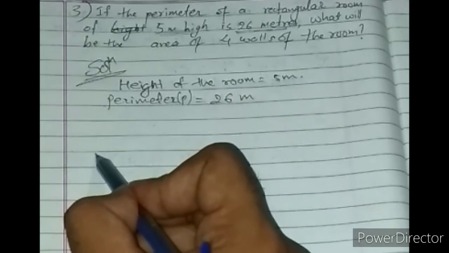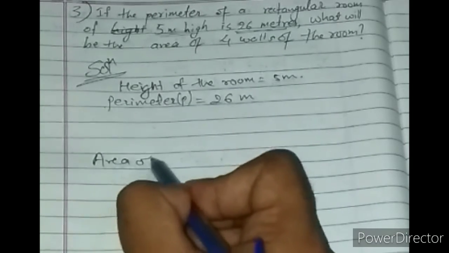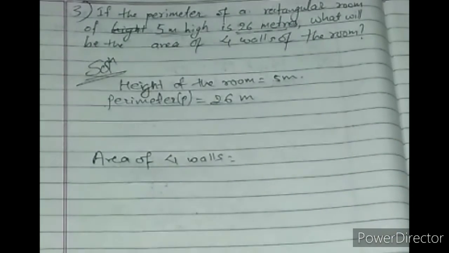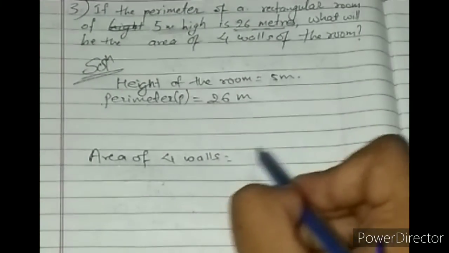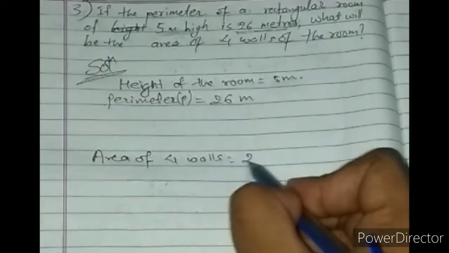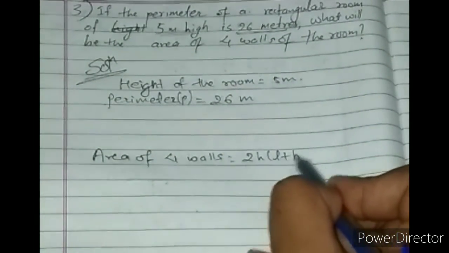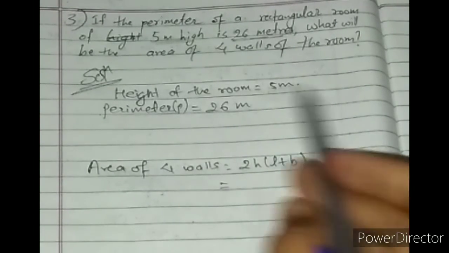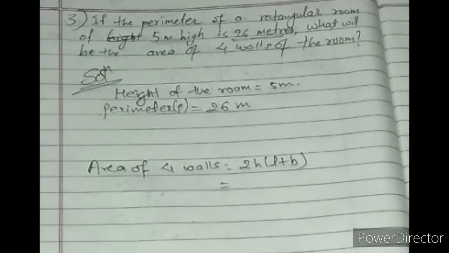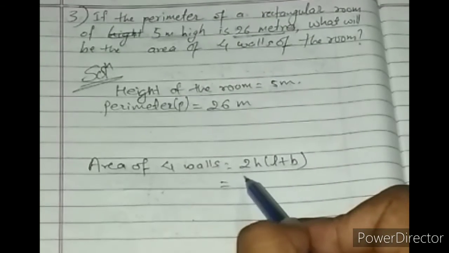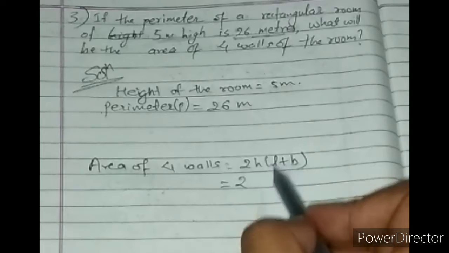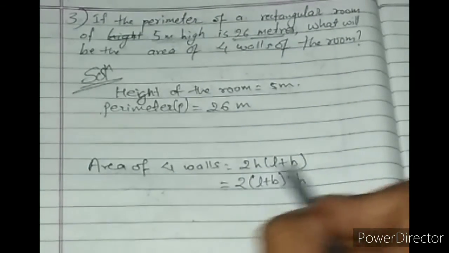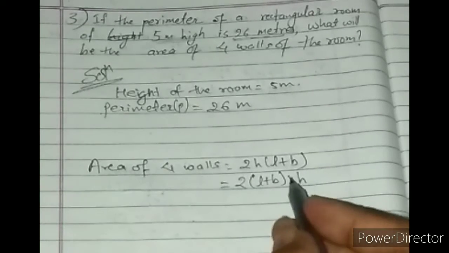What do you have to find here? The area of 4 walls. What is the formula of the area of 4 walls? It is a rectangular room, so 2H(L plus B). But length and breadth are not given, only height is given. How can we find it here? From here, this is 2(L plus B) into H. We can take this H that side.